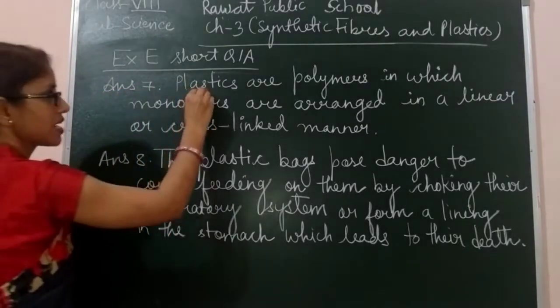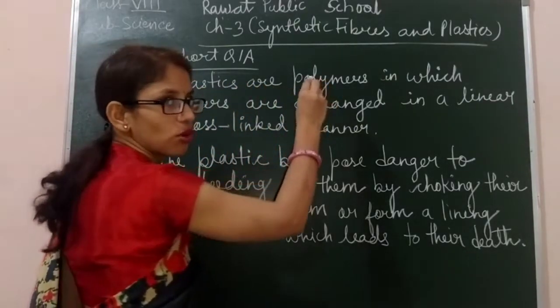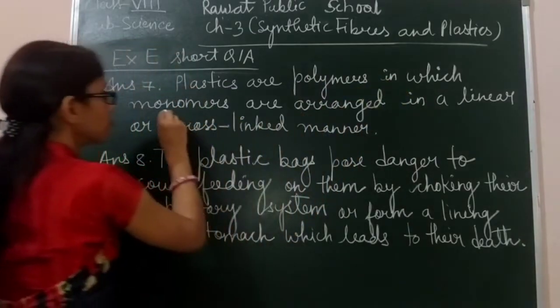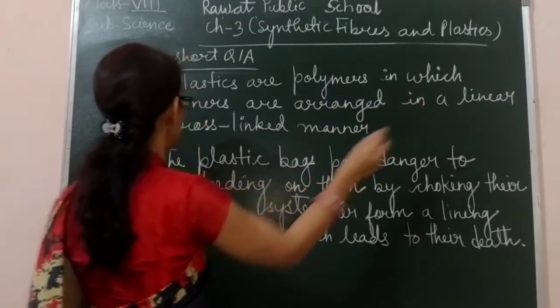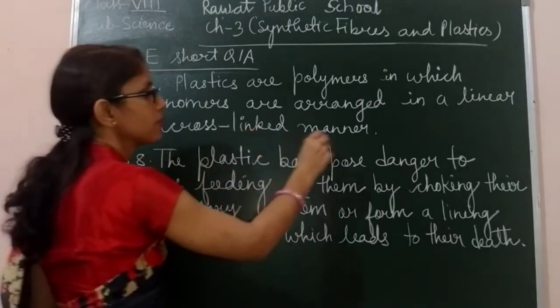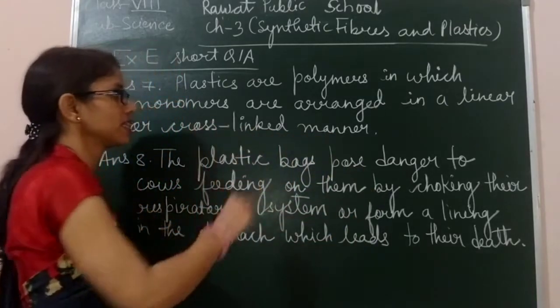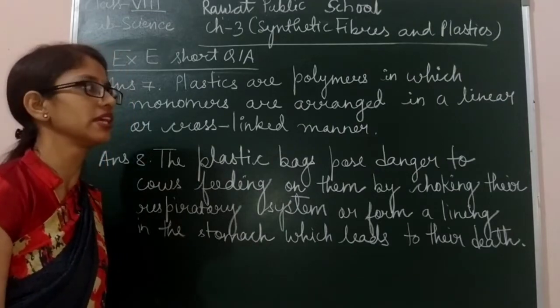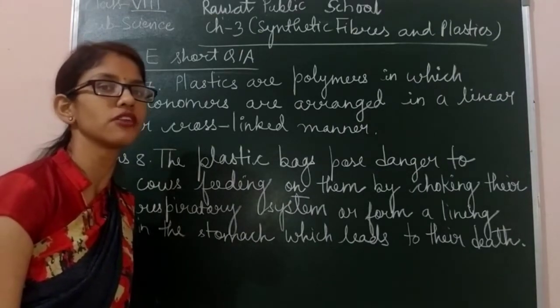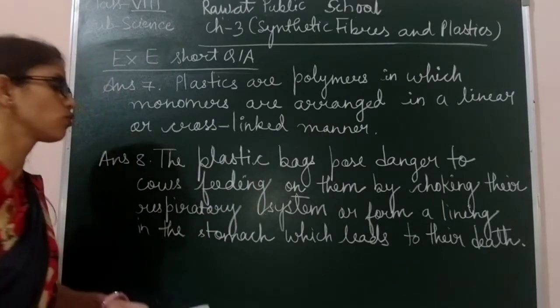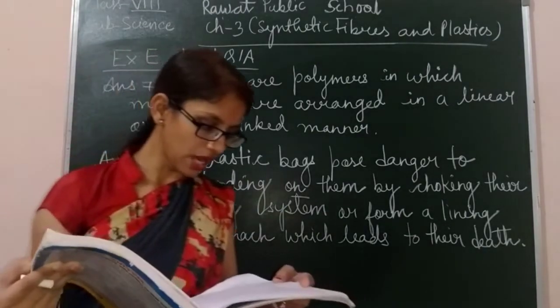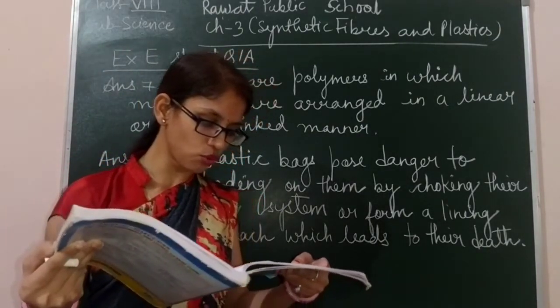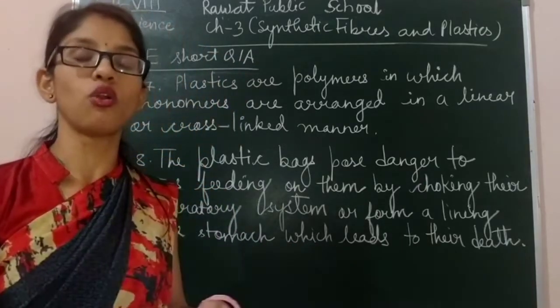Answer 7 is, plastics are polymers. They are polymers in which monomers are arranged in a linear or cross-linked manner. In the cross-linked manner they are arranged in a vertical or horizontal way, both. Next student, question 8 is, how do plastic bags pose danger to cows feeding on them?